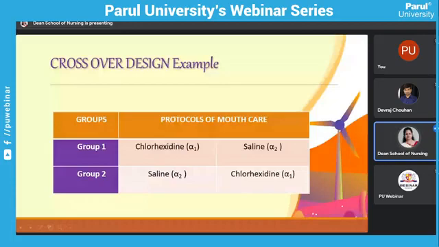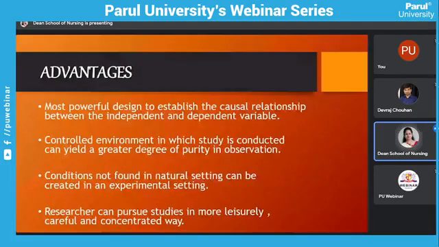Advantages. The main advantage is that it is a very powerful design to establish the causal relationship between the independent and dependent variable. The controlled environment where the study is conducted can yield a greater degree of purity in observation. Conditions not found in natural settings can be created in the experimental setting. The researcher can pursue studies in a more leisurely, careful and concentrated way. All these are the important advantages.